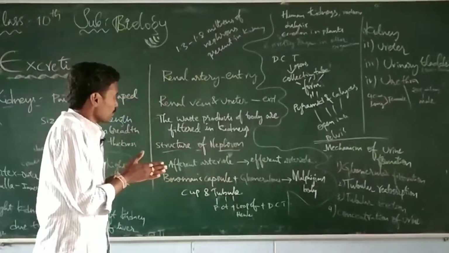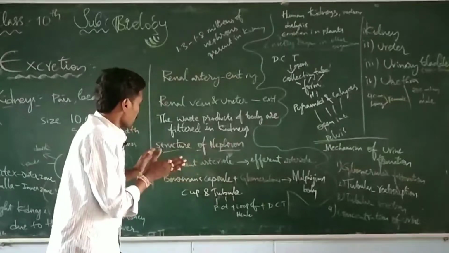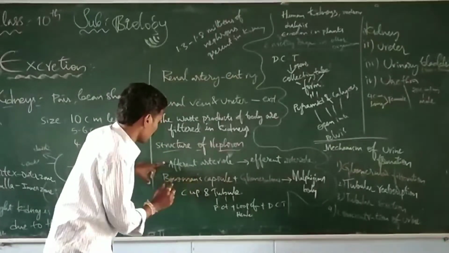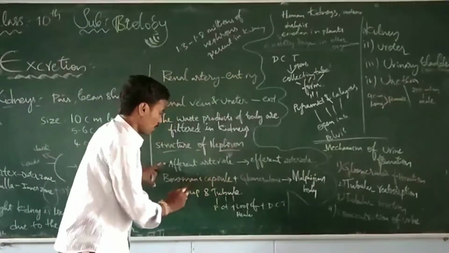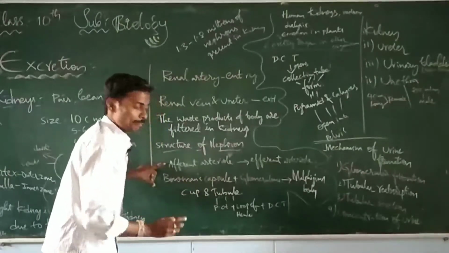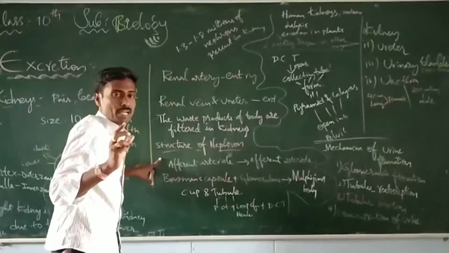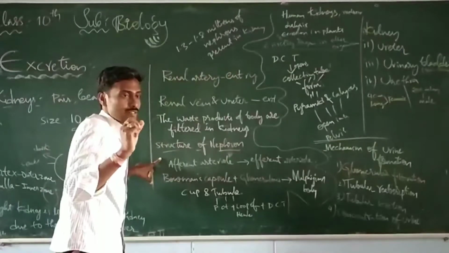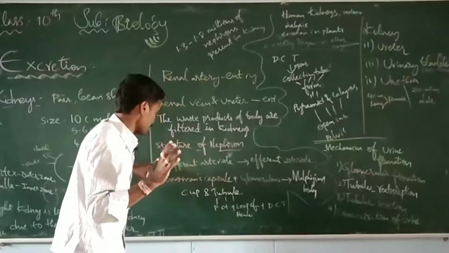So actually, here one thing you have to understand. In each nephron we observe two parts. One is the cup part and another one is the tubule part. The cup part is the Bowman's capsule. It is made up of squamous epithelium and has many pores, made up of podocyte cells.